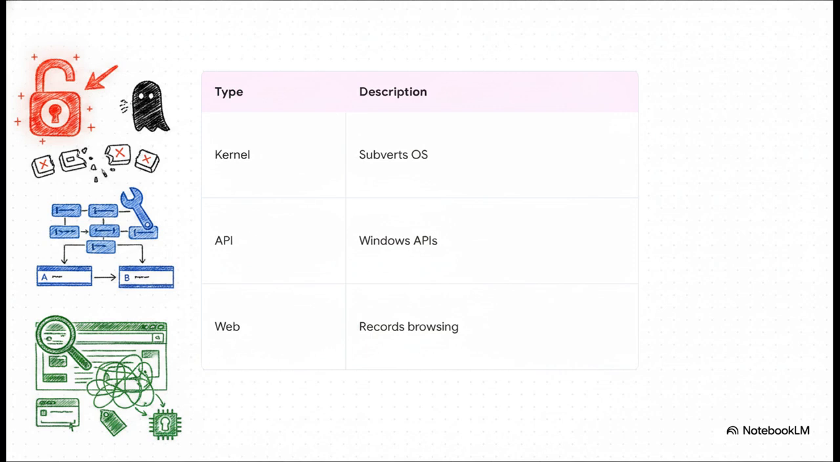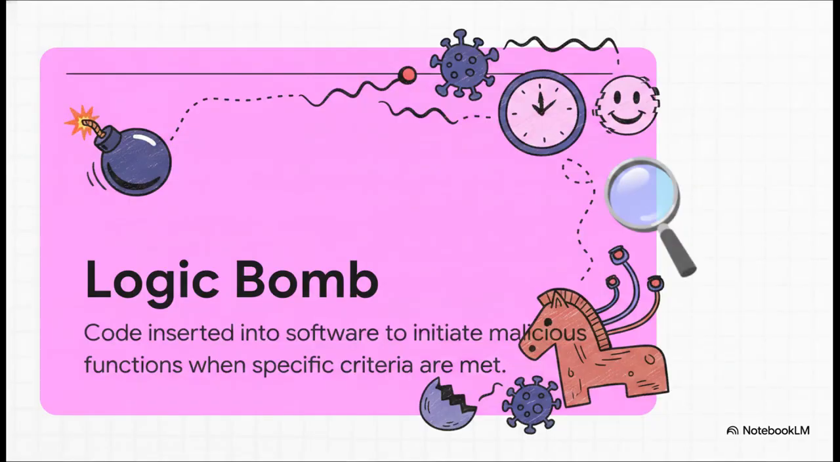Beyond that, you've got API-based loggers compromising specific Windows functions, hypervisor-based loggers attacking entire virtual environments, and web-focused ones designed to grab your data right as you submit a form online. Some even use injected JavaScript tags or tamper directly with a web browser's memory tables. They are everywhere. Next up, we have the logic bomb.